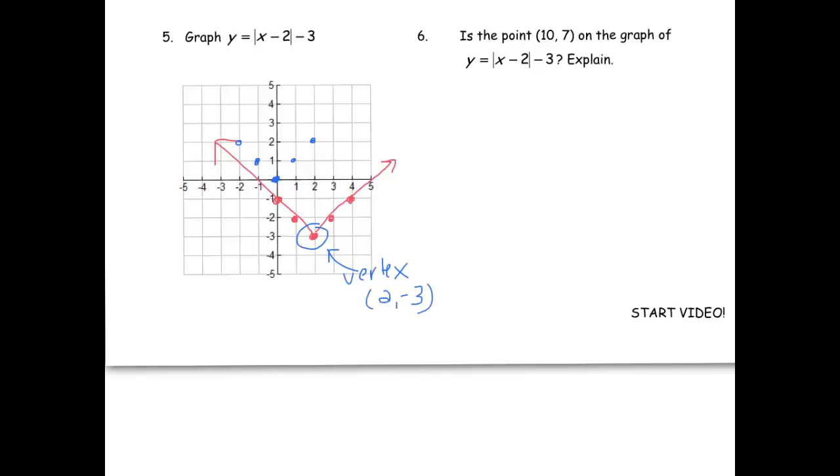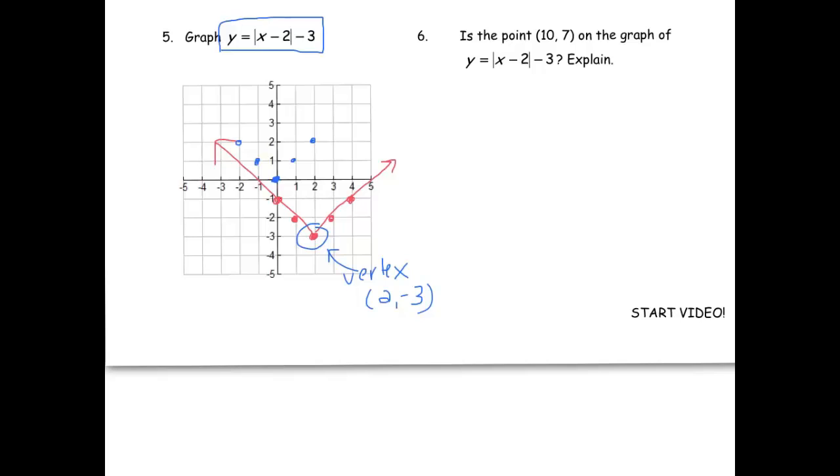So if you can think back to point slope form of a line, this equation actually looks very similar to that, except that instead of parentheses, we have absolute value, and the point on the graph is at 2, -3. So that's going to be very useful when we go onto the back of the sheet and do some notes. Before we do that, though, I wanted to ask you an interesting question. Is the point 10, 7 on the graph that we have right here?